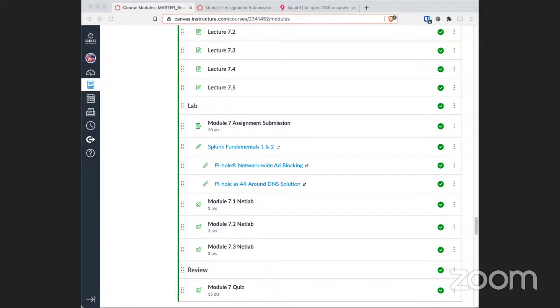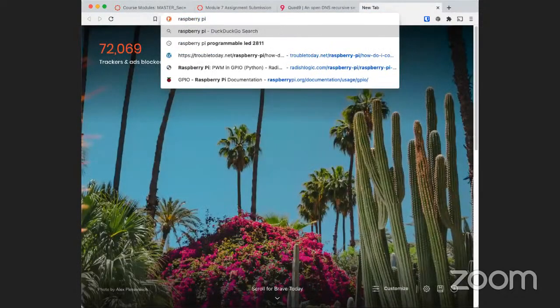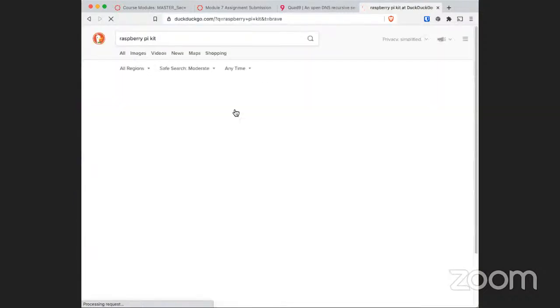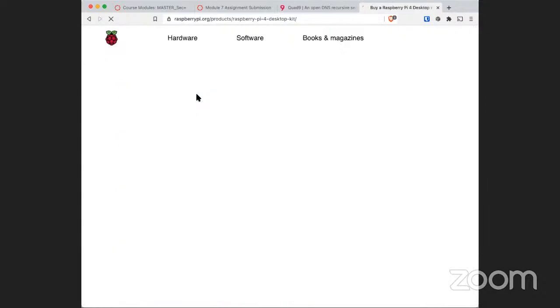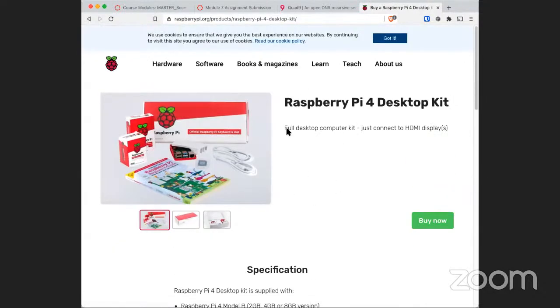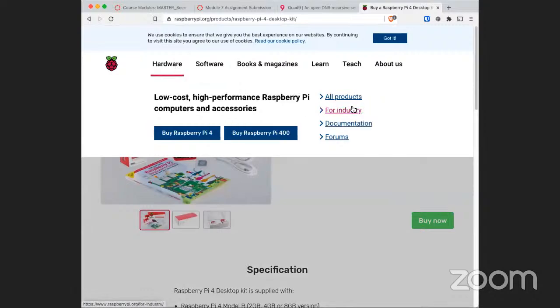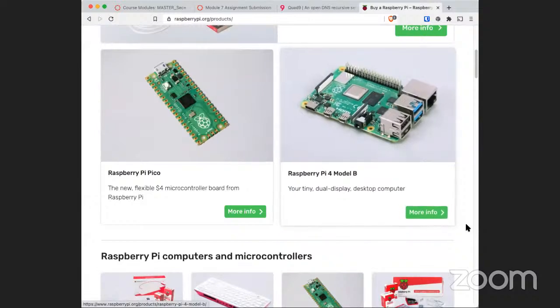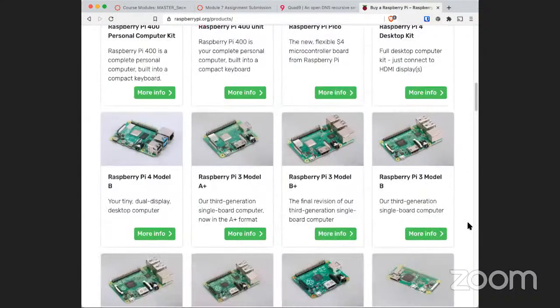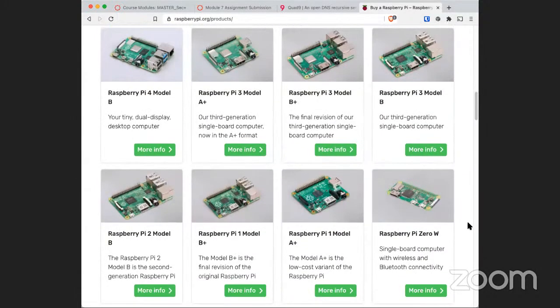So the only question I have is, I have no experience with the Raspberry Pi, and I'm actually considering buying one just to mess around with. Do you have any suggestions on something I should start off with, just for beginners, I guess? Let's see, kit. There are different kinds, and so here are the different models.